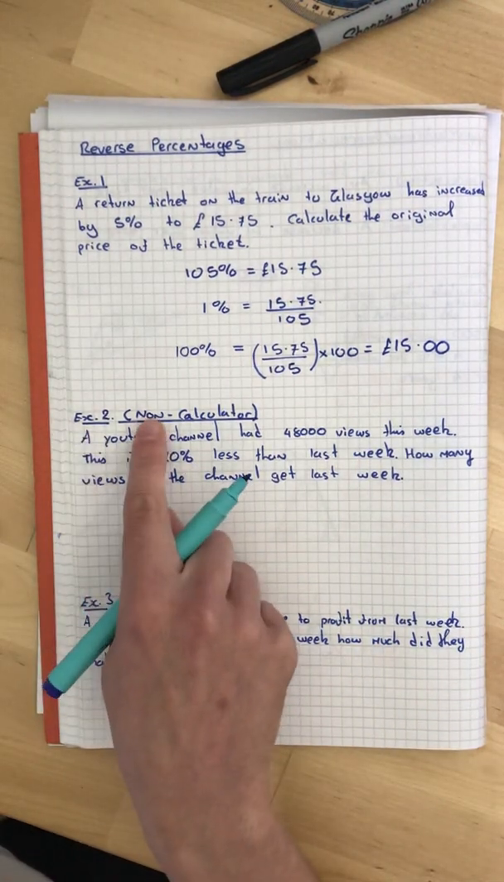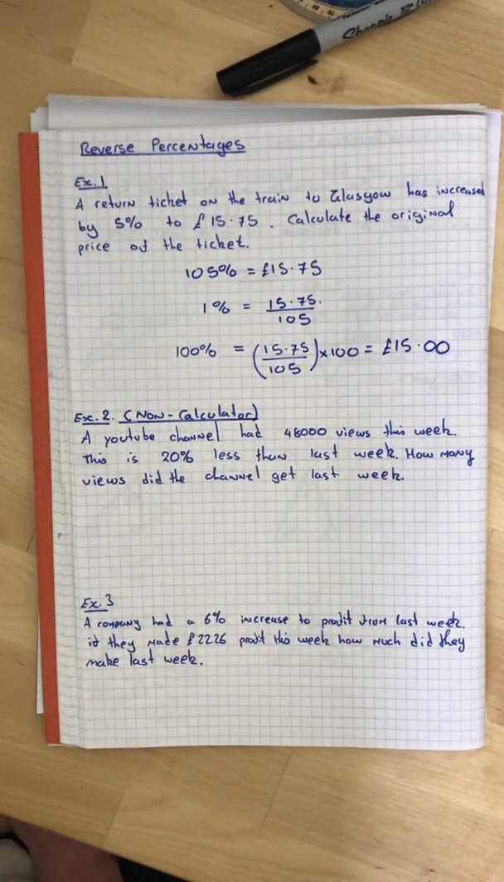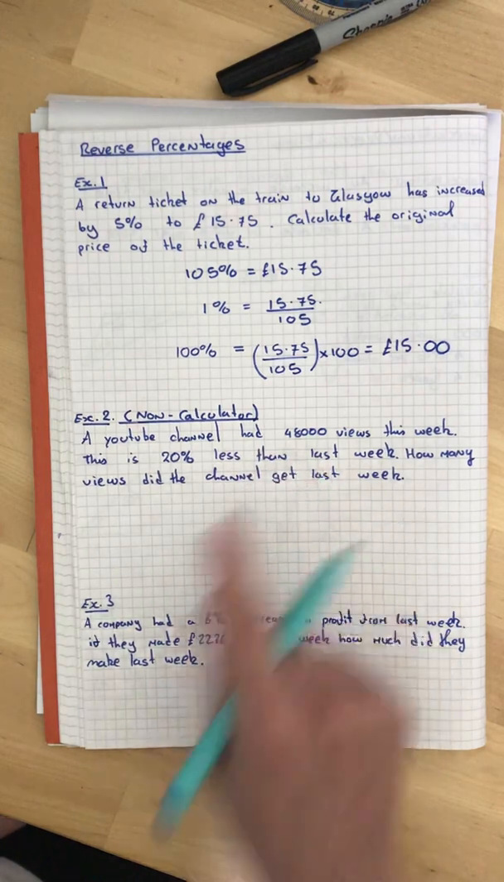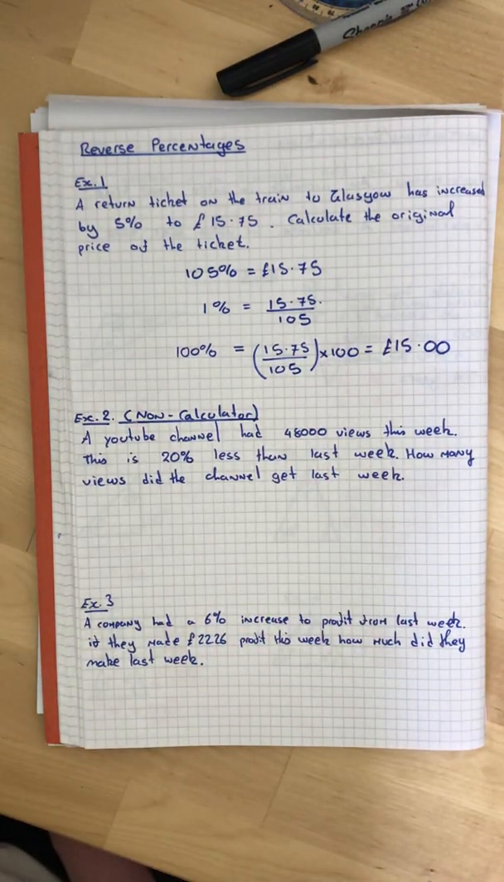Example 2, I've made a point of it being non-calculator because these could come up in a non-calculator exam. So I'll show you how to do one like that. A YouTube channel had 48,000 views this week. This is 20% less than last week. How many views did the channel get last week?